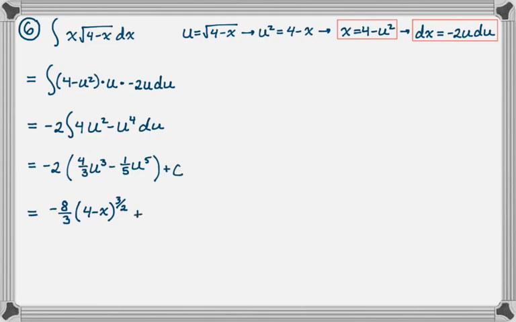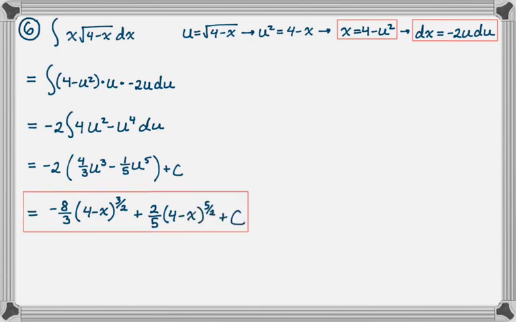And then it's negative 1/5. Oh, sorry, no. Distribute that negative 2. So it's negative 2 times negative 1/5 is positive 2/5. And then same thing here. So it's 4 minus x to the 1/2, and then to the 5th. So 4 minus x to the 5/2. And then plus c. So this is one form that the answer could definitely take.